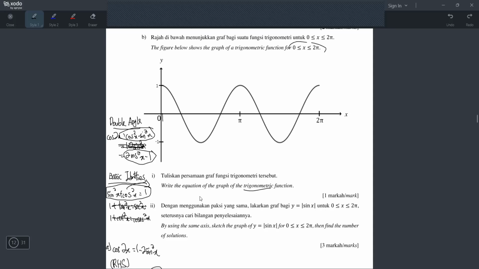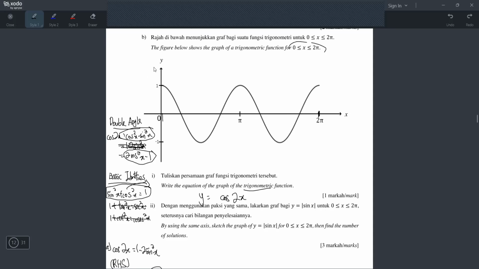So how do we write this? Okay, we already know it's cos x, right? But cos how many x? Okay, if we want to know this number, we have to determine the number of cycle in 360. So how many cycle in 360? 2 cycle, right? So cos 2x. And then the number in front is the amplitude. What is the amplitude? 1. So 1 no need to write.